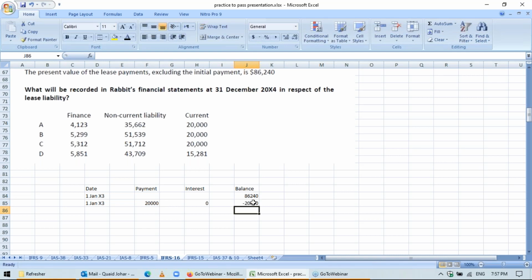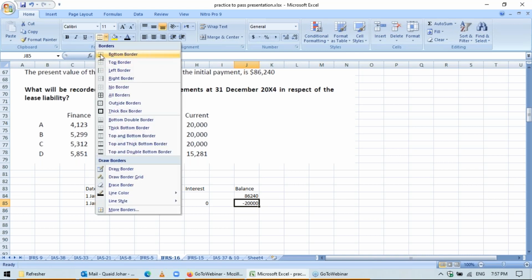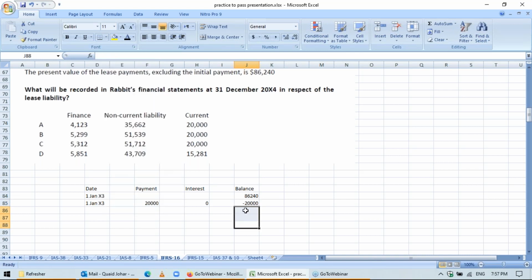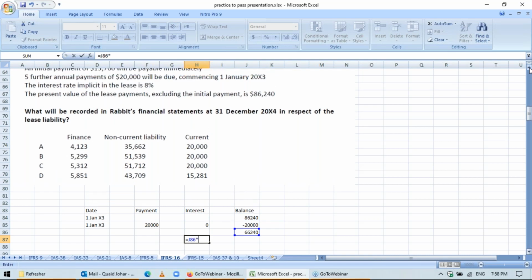So I deduct 20,000 from it. Now the balance left behind after this 20,000 payment of principal is 86,240 minus 20,000. This gives you 66,240. Now the next year, the 2003's interest, is to be recognized on 66,240, right? So the interest rate as per the question is 8%.